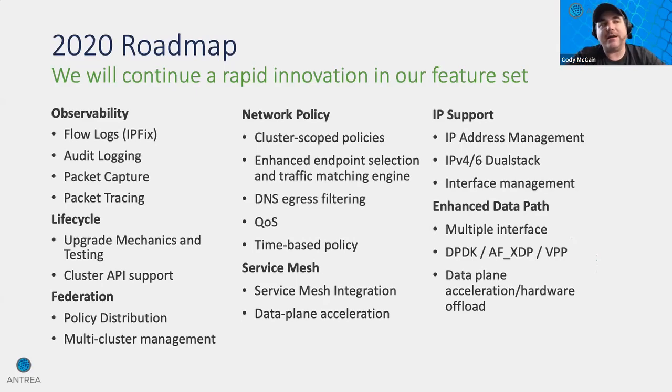Additionally, we want to focus a lot on network policy and moving towards network policy V2. We're already actively engaged with the network SIG, and I know that there's a lot of brainstorming currently going on for network policy version 2. Some of the things that we're going to do with our policy that goes beyond just standard Kubernetes policy is enhancing our endpoint selection and traffic matching engines, doing DNS egress filtering, looking at QoS and time-based policy, and also cluster scoped policies. In terms of things like service mesh, we definitely know that that's something that the CNI has to interact with, and we will definitely be doing a lot of service mesh integration work as well.